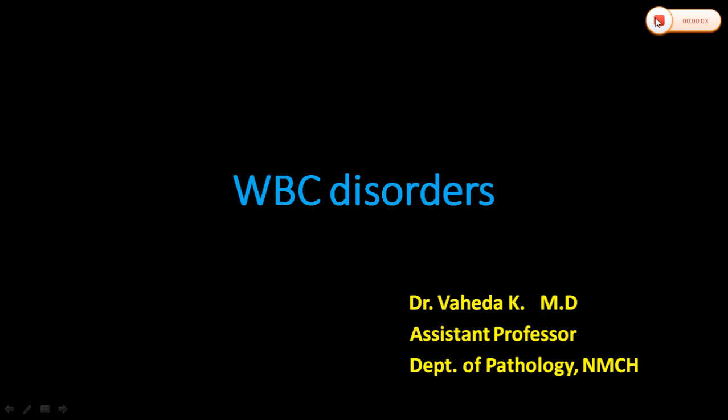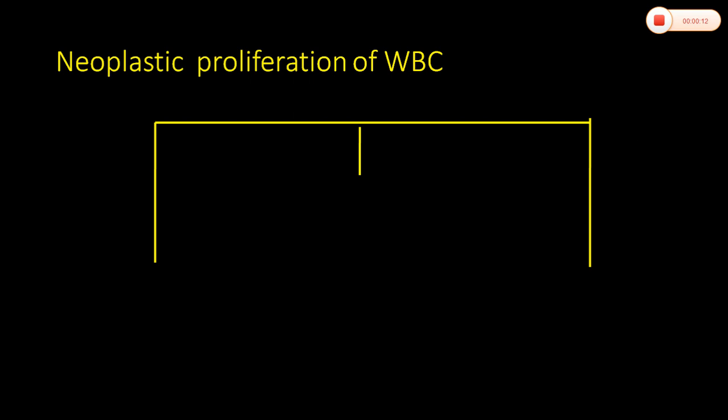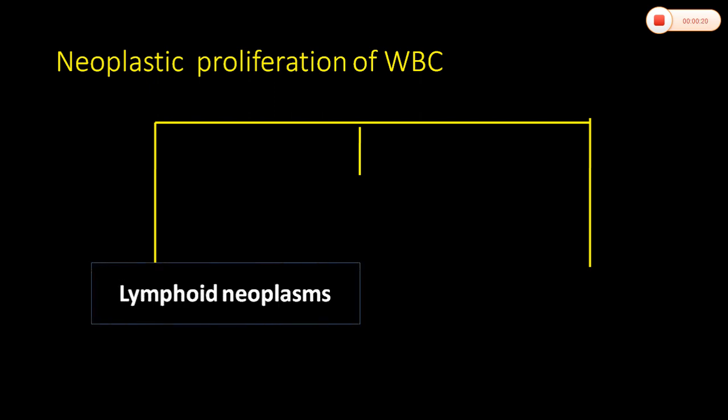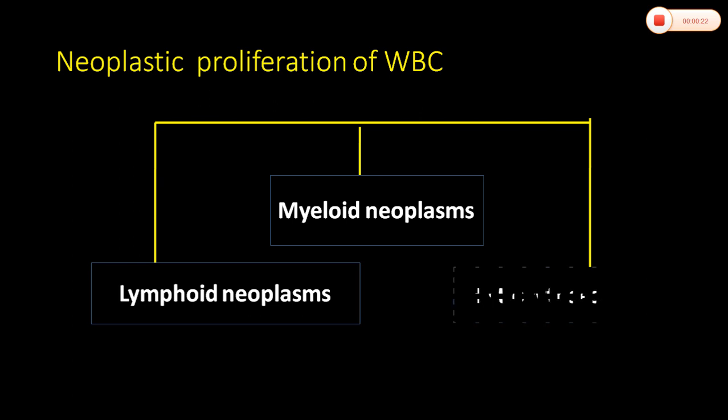Good morning everyone. So this is continuation of WBC disorders. In the last class we have started discussion about neoplastic disorders of WBC. There are three categories of neoplastic disorders: lymphoid neoplasms, myeloid neoplasms and histiocytes. Lymphoid neoplasms are group of disorders of T lymphocytes, B lymphocytes and NK cells.